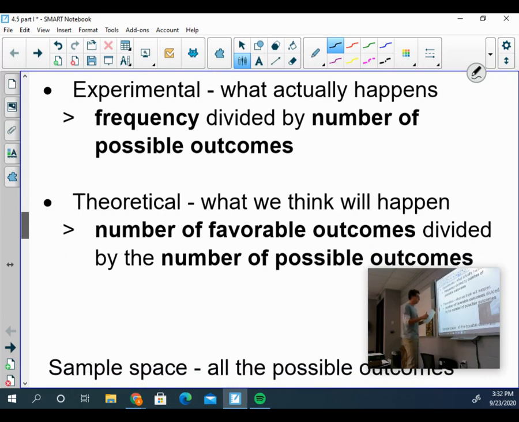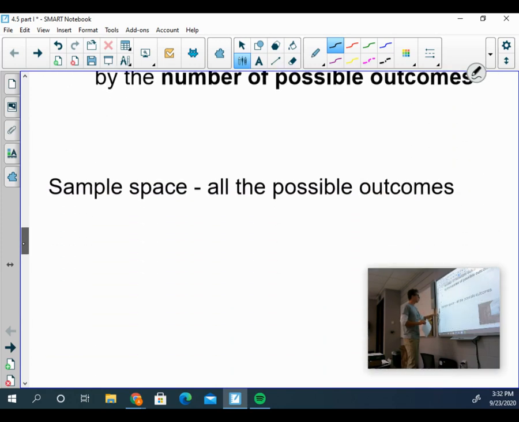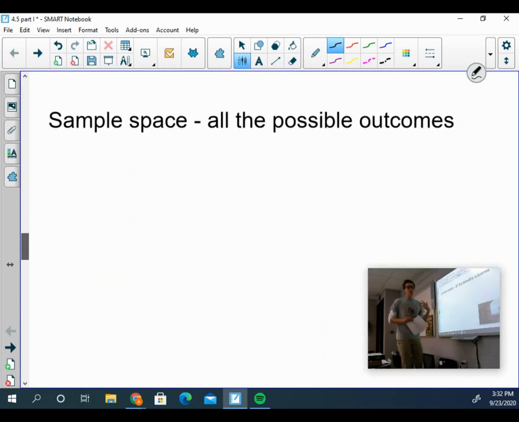Please write those down. What is the sample space? The sample space is the fancy word you might hear us use in probability for all the possible outcomes. For rolling a die, the sample space would be 1, 2, 3, 4, 5, 6.